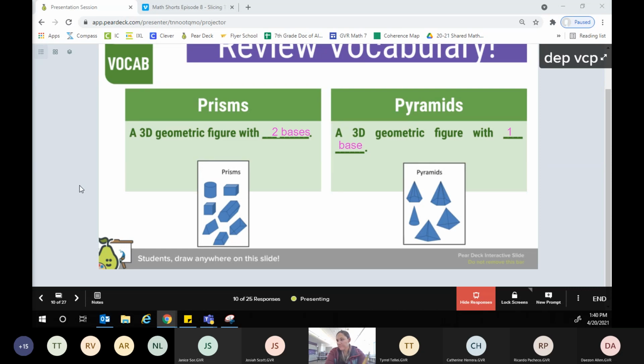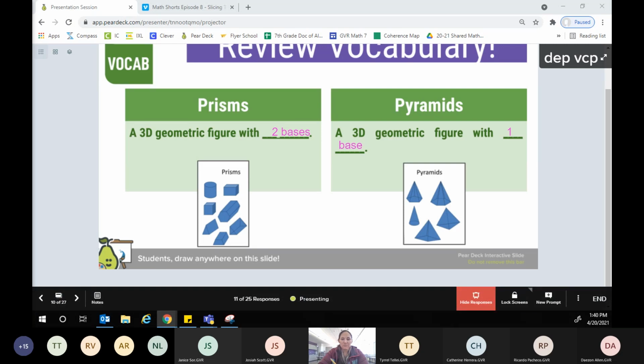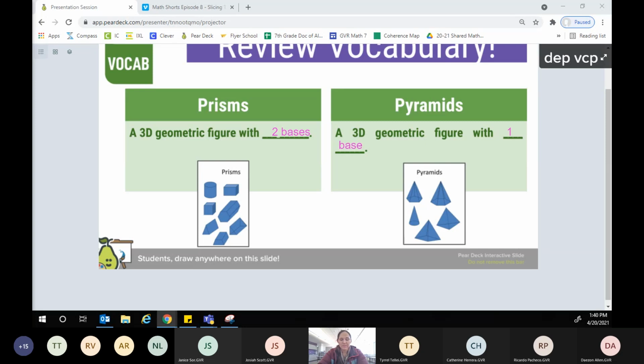Nice job. A pyramid is going to be different. It only has one base. So two bases, I got a prism. One base, I've got a pyramid. Two bases and one base. Waiting on 12 folks to fill this in right now. All you need to fill in is two bases or one base.